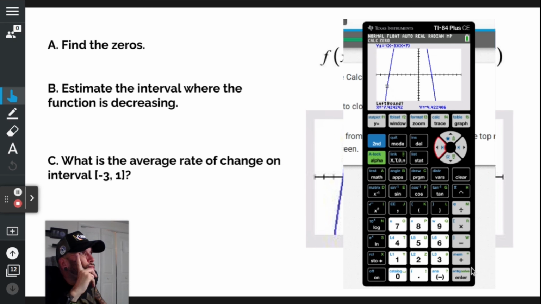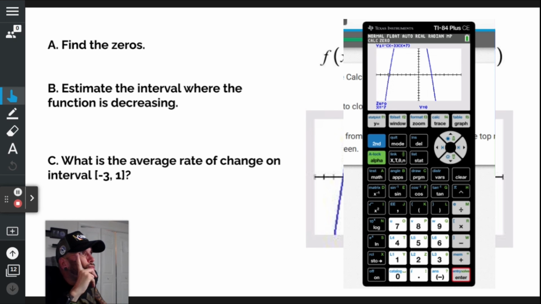So I'm going to go to the left of my 0, hit enter. For the right bound, I'm going to go to the right of my 0. I have to make sure I cross the x-axis, and this is showing me an interval where my 0 lives. For guess, you always hit enter, and I should get a 0 of -7. I do get a 0 of -7, and we can see that.